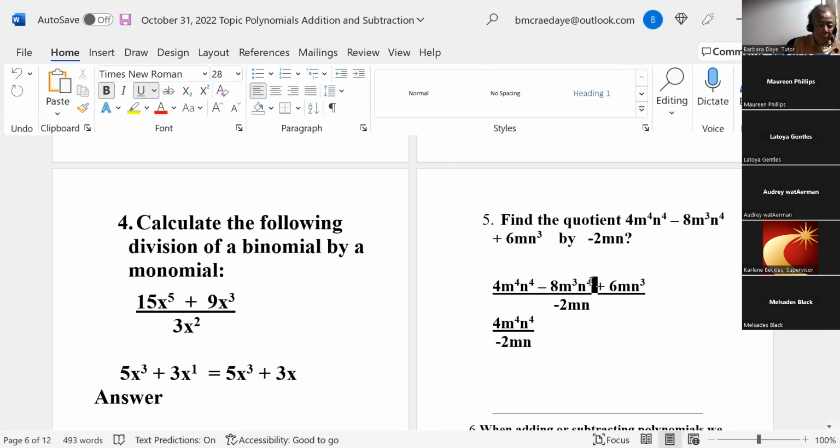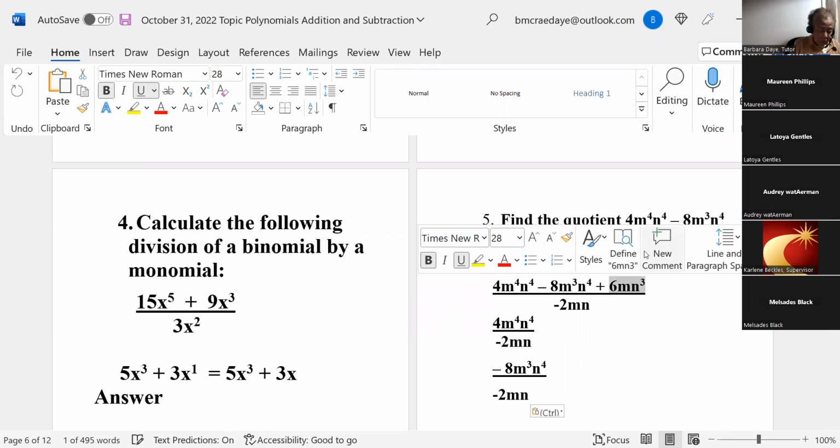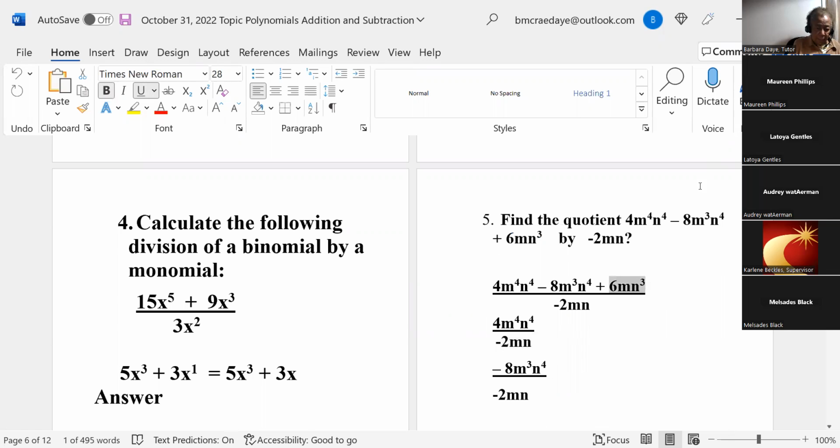I want to just grab that. Okay. Don't forget the signs when you're dividing each monomial. You're breaking this up into monomial over monomial. Okay. And divide that by a minus 2mn. Okay, put that underneath there. Okay, and then the last one, 6mn to the 3rd. Let's just take that, copy.